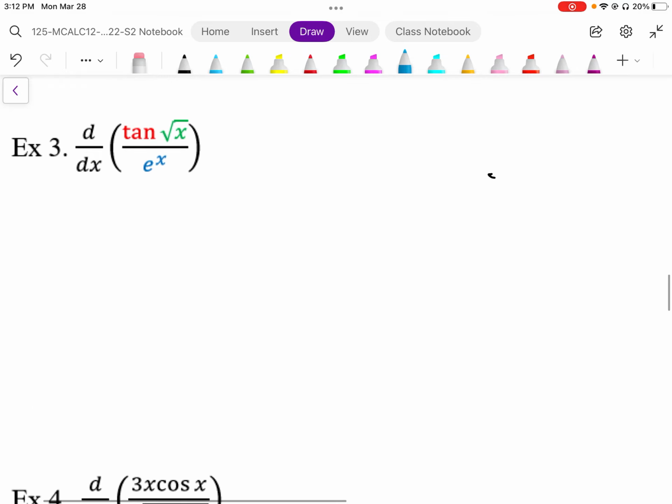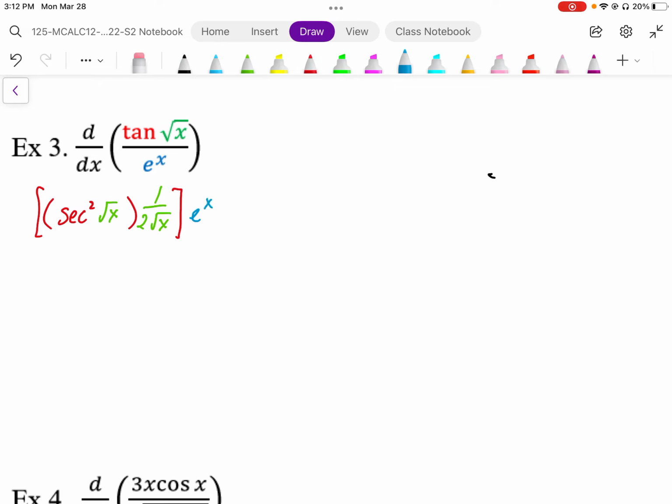For example 3, we have the quotient rule and an embedded function of root x. So when I apply the derivative of this, I'm going to differentiate the tan first. So I get secant squared. But because the tan has an embedded root x, I need to differentiate the inside and get 1 over 2 root x. That all represents the first part of that derivative.